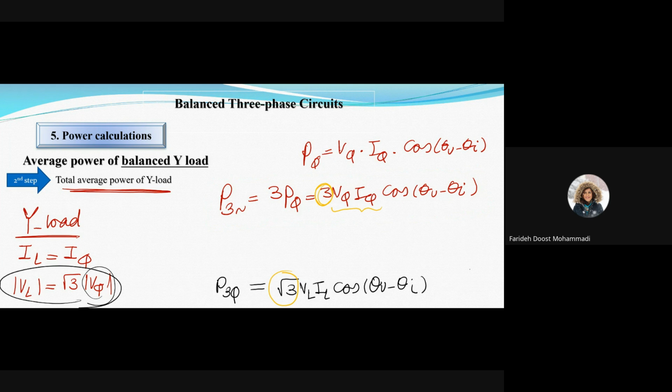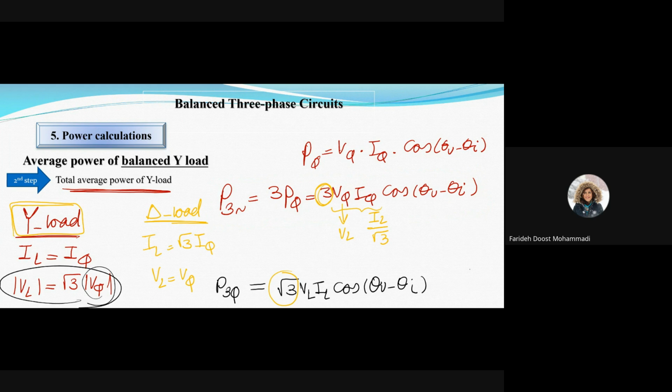So what we did here is we use it for Y load, but to be honest, even for delta load, it's going to be the same. Why is it going to be the same? Because it's just a different scenario. So here VL is exactly equal to V phi, so you can directly replace it with VL. And then IL is radical 3 I phi. So again, this radical 3 is going to pop up in your equation because this time, in order to plug IL into your equation, what you need is IL divided by radical 3. So 3 over radical 3 is going to be the same.